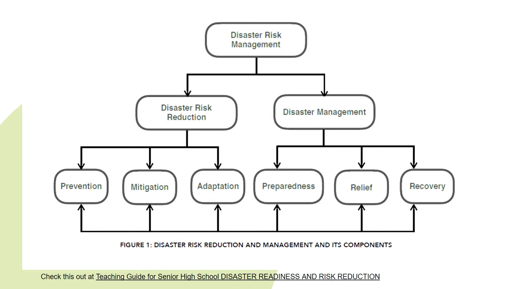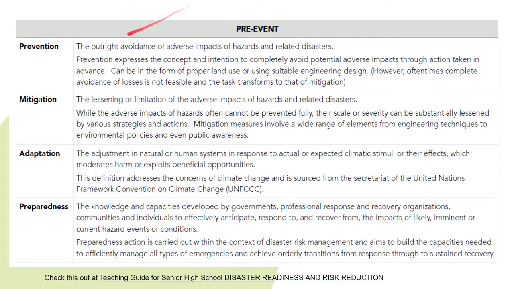That includes prevention, the outright avoidance of the impacts of disaster. This includes the intention to completely avoid potential impacts through action taken in advance, to prevent the impacts of that particular hazard. Mitigation is the lessening of the impact. So one is to prevent, another is to mitigate or lessen the impacts of those disasters.